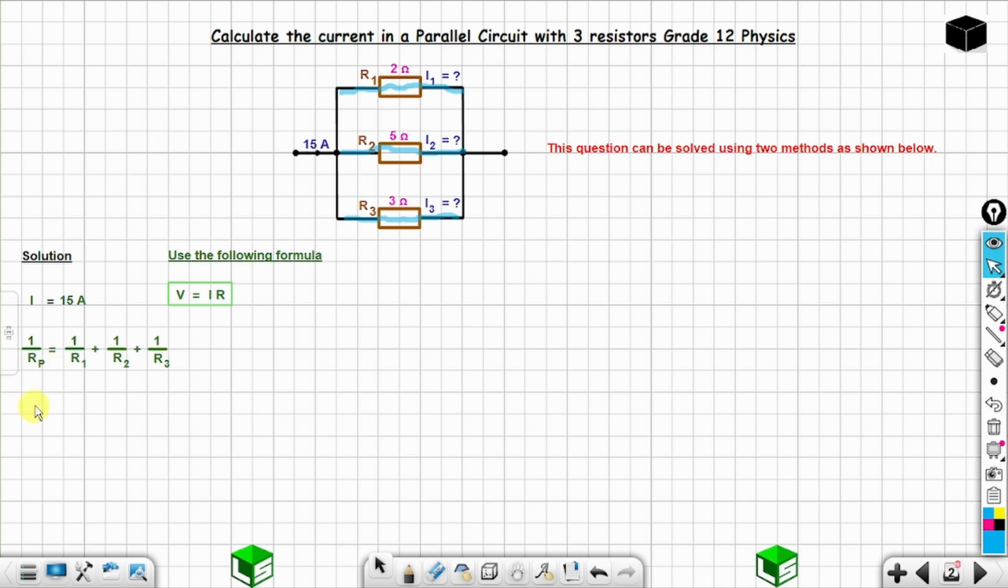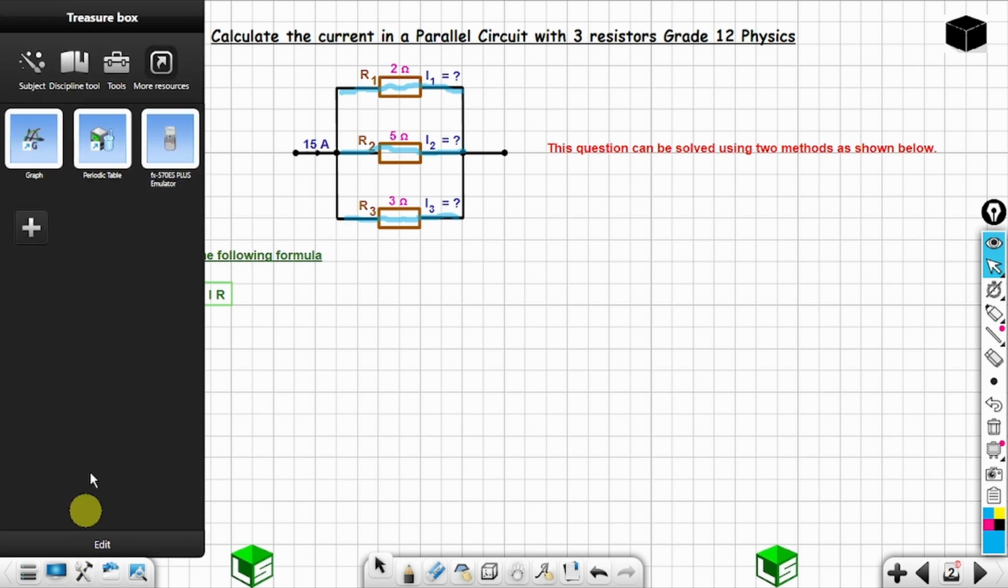1 over Rp is equal to 1 over R1, where R1 is equal to 2 ohms, plus 1 over R2, where R2 is equal to 5 ohms, plus 1 over R3, where R3 is equal to 3 ohms. You can use your calculator.